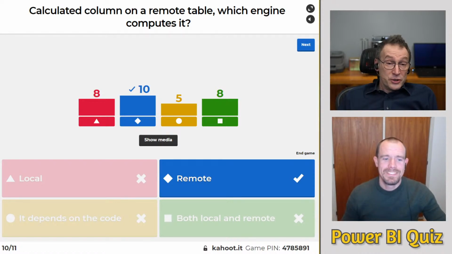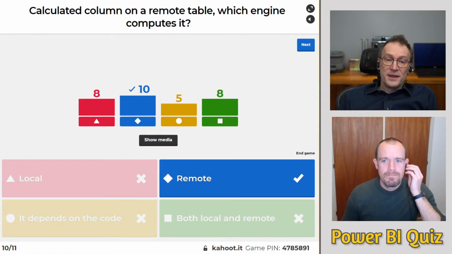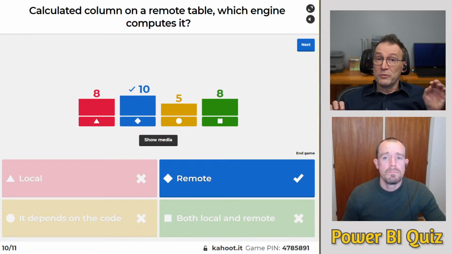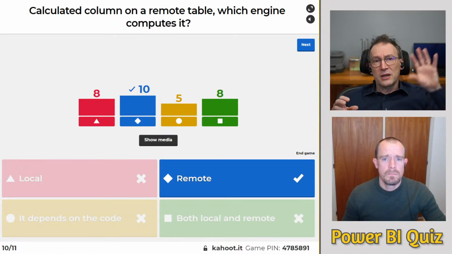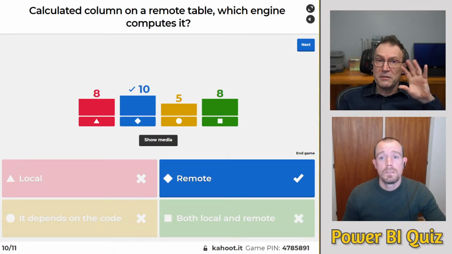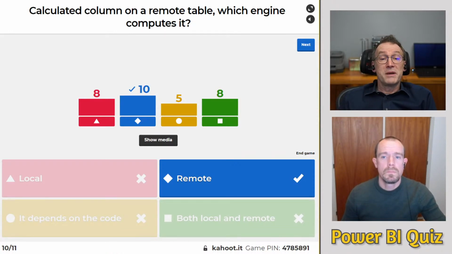It depends on the code. No, the engine is not that smart in doing that. That is for measures. Measures can be computed on the local machine, on the remote machine, or also a combination of the two. You can have part of the calculation happening on the remote one, part happening on the local one, and then merge together by the formula engine. But that is only for measures. Columns have a limitation, which is not that strong. So I think you can easily live with that.